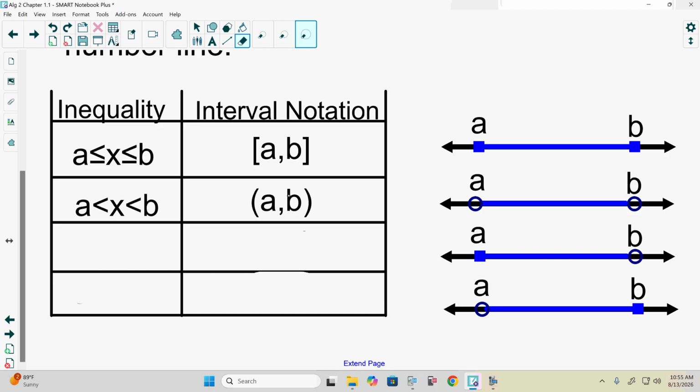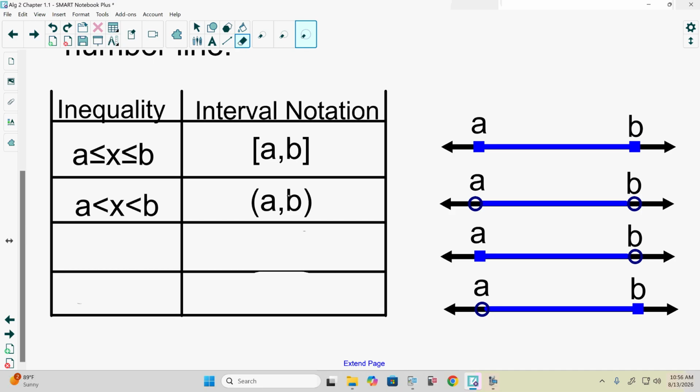Our second type is that the endpoints are not included. A is less than X is less than B. Parentheses A, comma, B, parentheses. Those are two of the main types. Either both endpoints are included or they're not.